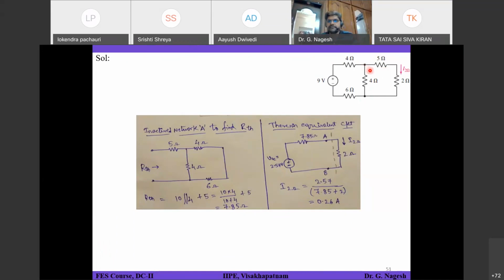In nodal analysis there is nothing like two parts of the circuit. You simply apply KCL at this point and find the current flowing through the 2 ohm resistor. You solve it and you will get I2 ohms as 0.26 amperes. You can cross check with any method we have discussed so far, maybe nodal analysis, KCL or KVL. You can apply any method and you will get the same 0.26 amperes.